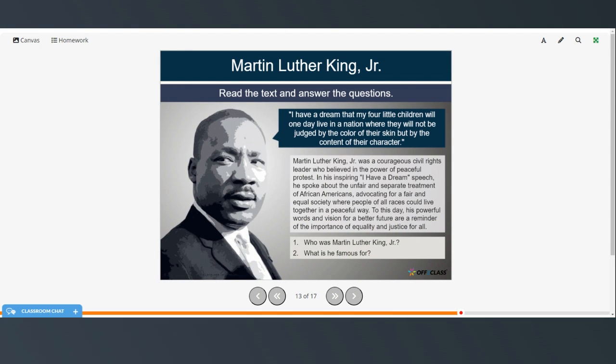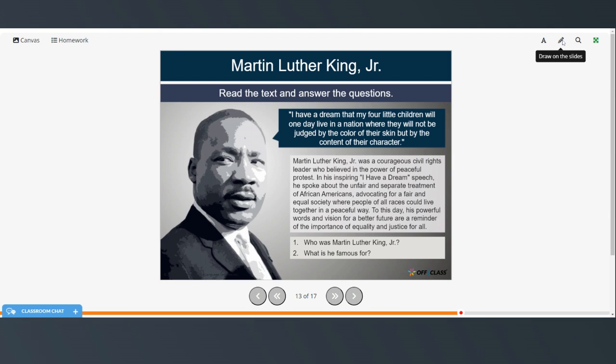So we're going to read this text about Martin Luther King Jr. and answer the questions. So I have a dream that my 4 little children will one day live in a nation where they will not be judged by the color of their skin, but by the content of their character. Martin Luther King Jr. was a courageous civil rights leader who believed in the power of peaceful protest. In his inspiring I Have a Dream speech, he spoke about the unfair and separate treatment of African Americans, advocating for a fair and equal society where people of all races could live together in a peaceful way. To this day, his powerful words and vision for a better future are a reminder of the importance of equality and justice for all.